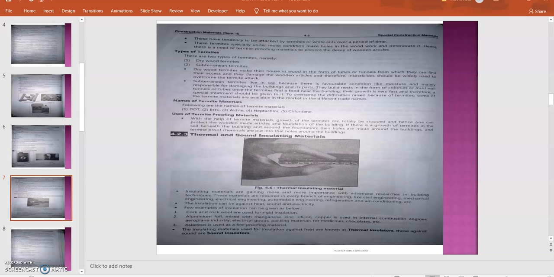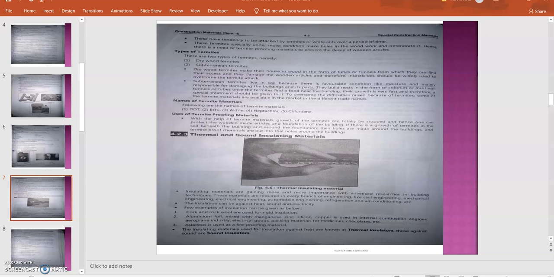So the insulating materials are gaining more and more importance in advanced research and building techniques. These materials are required in every branch of engineering. So the insulation can be against heat, sound, electricity. Then a few examples of insulation can be given as below.